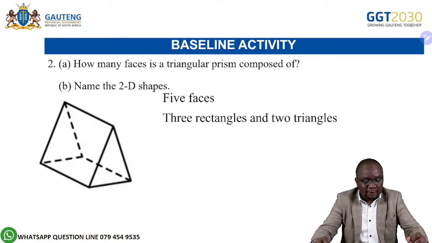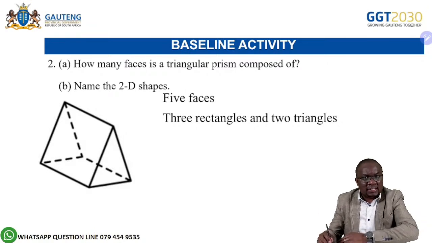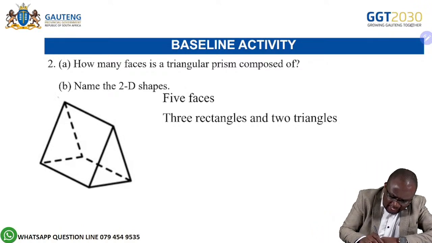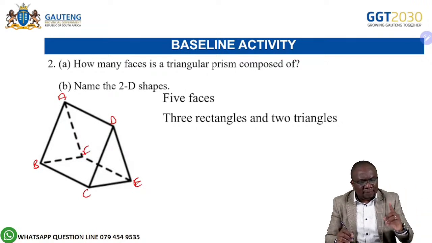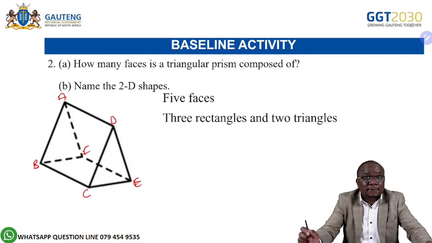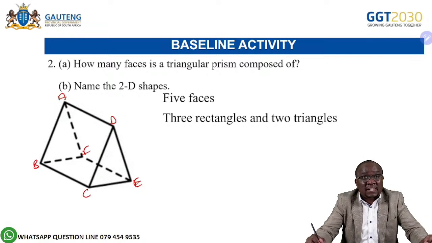Right, so there are 5 shapes there: 2 triangles and 3 rectangles. Do you see that? Let me say we have A, B, C, D, E, F. Try to follow my vertices. There's triangle ABF. Do you see triangle ABF? And then there's triangle DCE. You see triangle DCE?